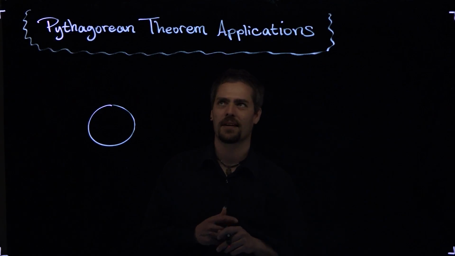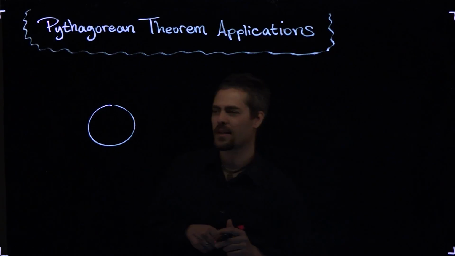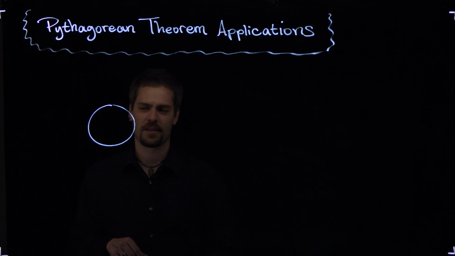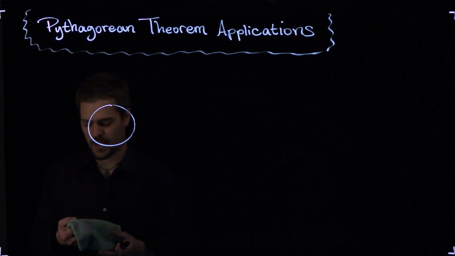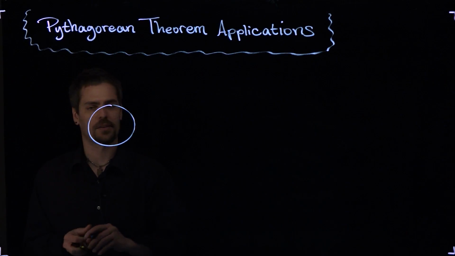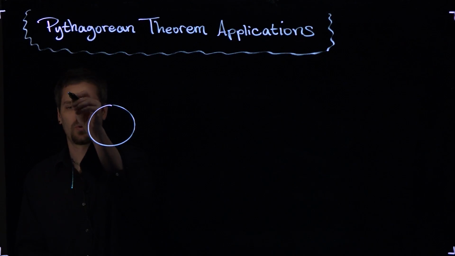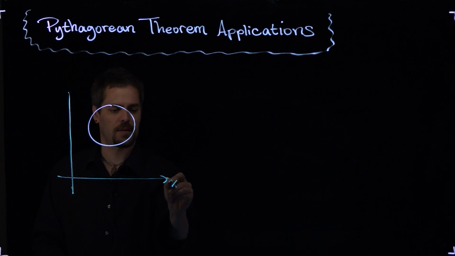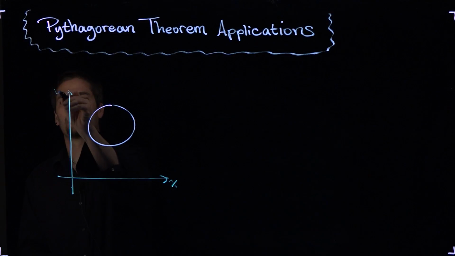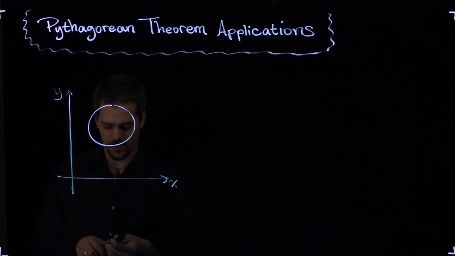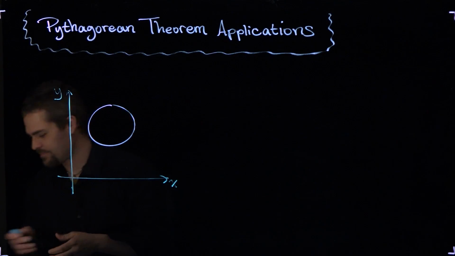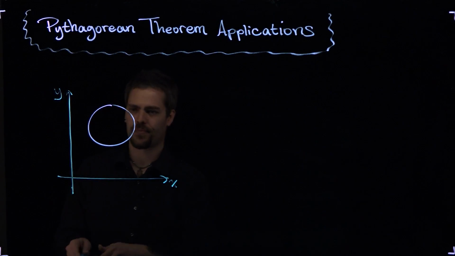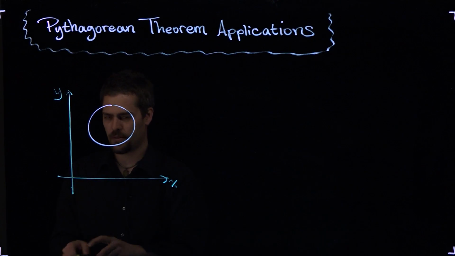Hello, we're back talking about Pythagorean Theorem applications, and I just wanted to do a quick fun application with a circle. In particular, a circle that is described in the Cartesian coordinate system. Okay, so what do we know about circles?